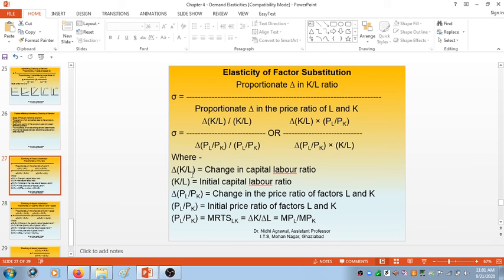What is the meaning? Delta K by L is the change in capital labor ratio, K by L is the initial capital labor ratio, delta PL upon PK is the change in price ratio of factors labor and capital, PL upon PK is the initial price ratio of factors labor and capital. PL upon PK is equal to the marginal rate of technical substitution of labor and capital, that is equal to delta K upon delta L, which is equal to MPL upon MPK. This last line will be clearly explained in the next lecture when we study the theory of production. Okay.